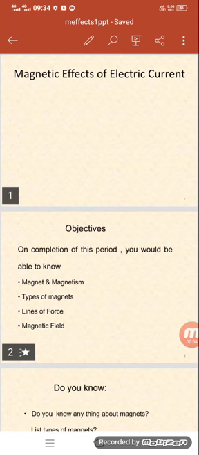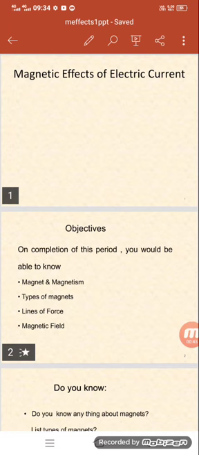Good morning, everyone. In this session, I'm going to explain the magnetic effects of electric current. The meaning of the magnetic effects of electric current is that the flow of electric current through a conductor produces a magnetic effect. Suppose you give electricity to a conductor, that conductor will now exhibit magnetic properties.